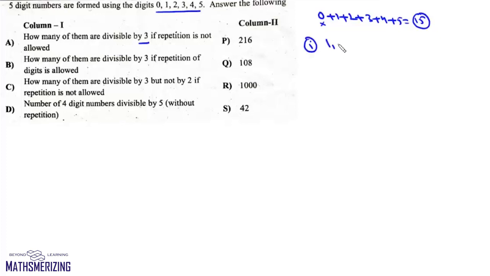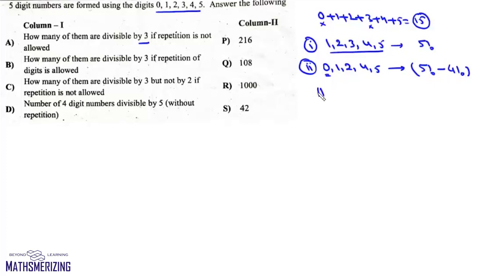Case 1, when the number is formed with 1, 2, 3, 4 and 5. And then the second case, when we have dropped 3, so it will be 0, 1, 2, 4 and 5. Now 5-digit numbers that can be formed is factorial 5, and here it will be factorial 5 minus all those numbers that start with 0, which is factorial 4. So the total number of such numbers will be 2 into factorial 5 minus factorial 4. Now factorial 5 is 120. 120 into 2 is 240. 240 minus 24 is 216. So this A matches with B.